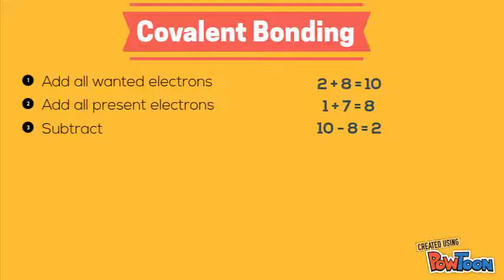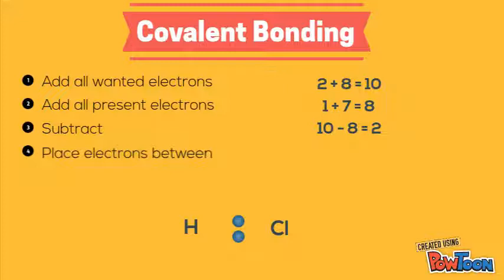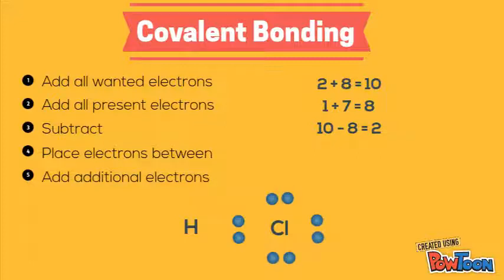This is the number of electrons that the two elements have to share between them. So we put these 2 electrons between H and Cl, Cl standing for chlorine. Finally, you add all the missing electrons. Hydrogen wants 2 valence electrons, and this has already been achieved. However, chlorine does not have 8 valence electrons. It only has 2, so we add 6 more electrons to make chlorine happy.